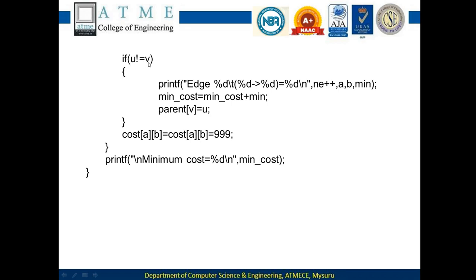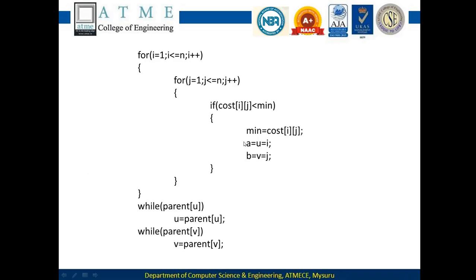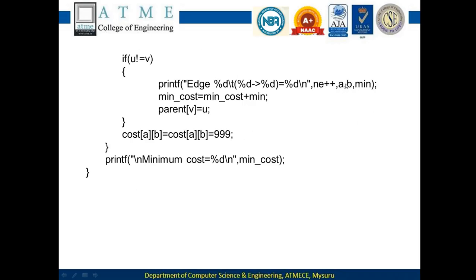Now if u is not equal to v, means the vertex u and vertex v are two different vertices, the edge exists there. So we print edge, which is stored in a and b, which we had initialized here, a and b. So that value, the cost of the edge, will be printed here using the minimum variable.